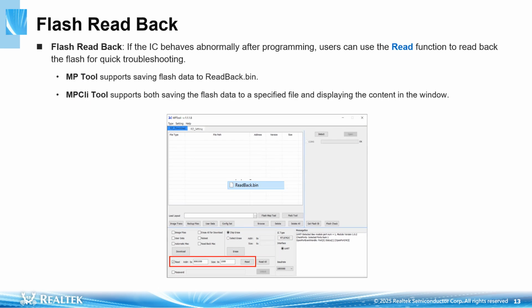If the IC behaves abnormally after programming, users can use the read function to read back the flash for quick troubleshooting. MP Tool supports saving flash data to readback.bin. MP Client Tool supports both saving the flash data to a specified file and displaying the content in the window.